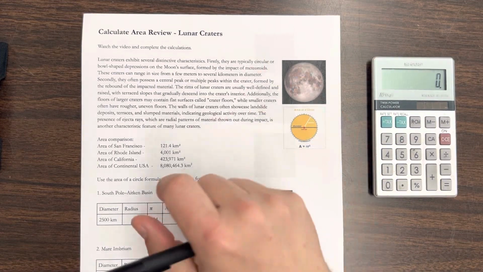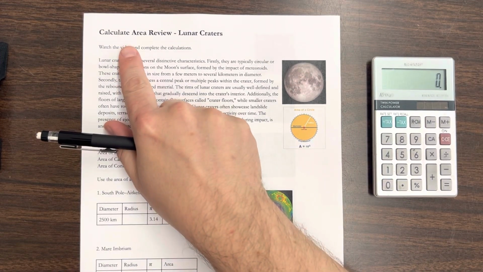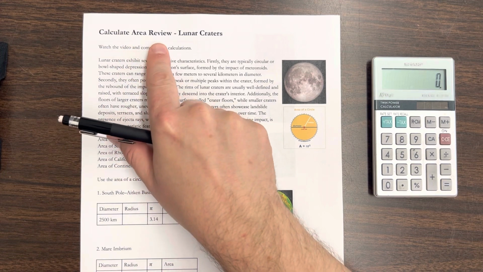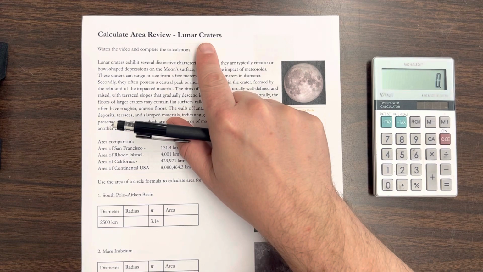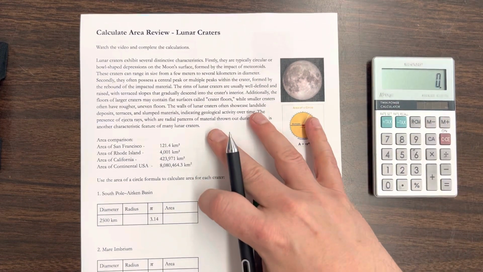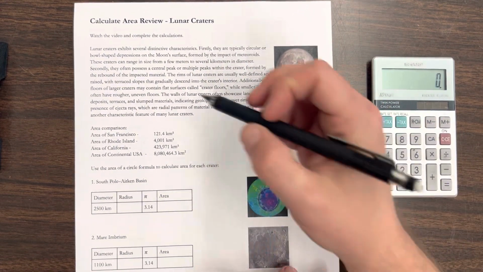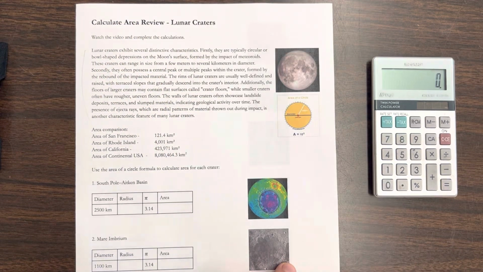Hello, I'm going to go over this calculate area review, and we're going to be calculating the area of lunar craters. So we're looking at the moon and some of the different craters that we find there. And it talks about the different craters here on the moon and some of the different ways to categorize them.